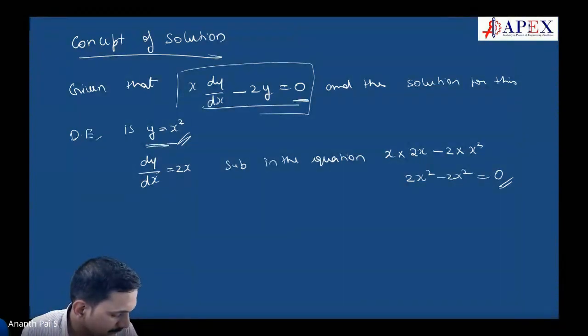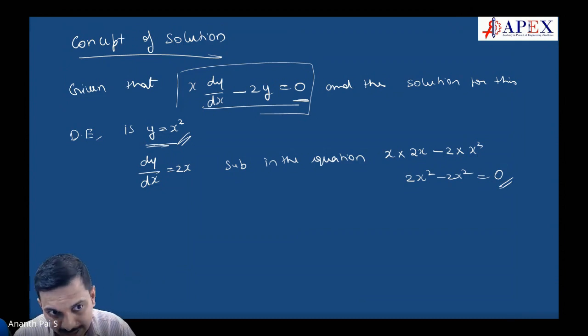For example, let us look at it. See here, this solution is for this only. Let us say another example. This is explicit. See, y is equal to x square. It's explicit. Y is on one side, x is on the other side.